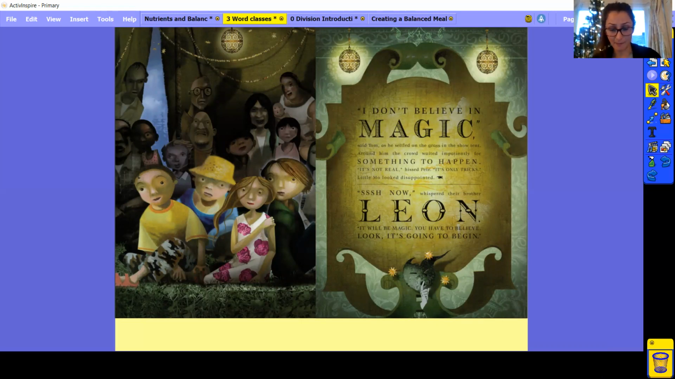I don't believe in magic, said Tom, as he settled onto the grass in the show tent. Around him, the crowds waited impatiently for something to happen. It's not real, hissed Pete. It's only tricks. Little Mo looked disappointed. Shh now, whispered their brother Leon. It will be magic. You have to believe. Look, it's going to begin.